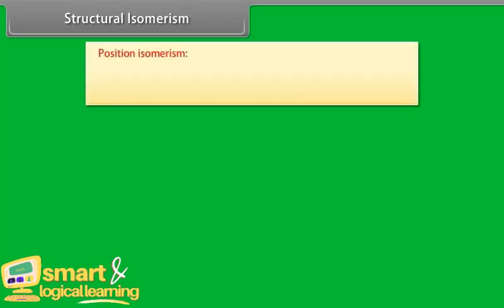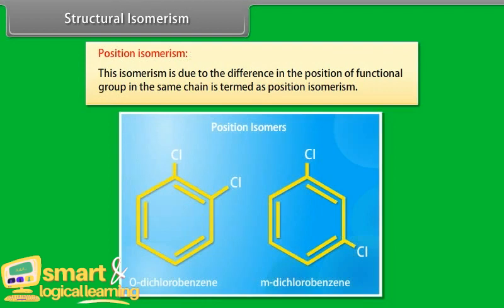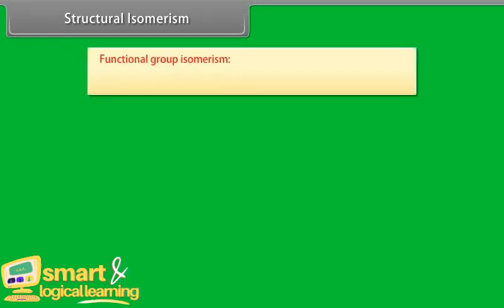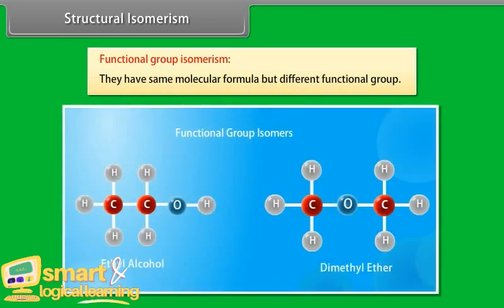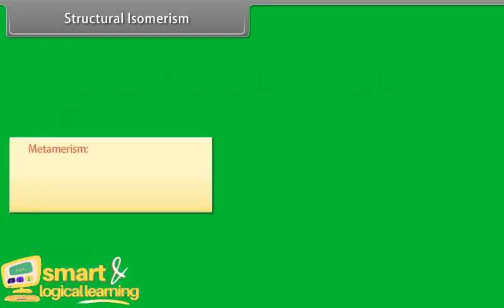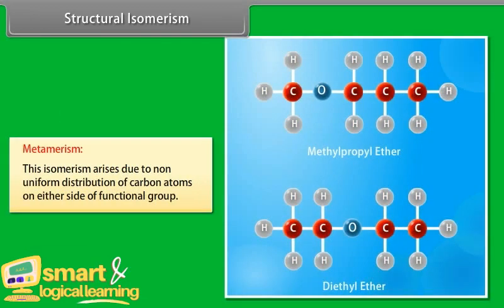Structural isomerism. Position isomerism. This isomerism is due to the difference in the position of functional group in the same chain, is termed as position isomerism. Functional group isomerism. They have same molecular formula but different functional groups. Metamerism. This isomerism arises due to non-uniform distribution of carbon atoms on either side of functional group. For example, methyl propyl ether and diethyl ether.